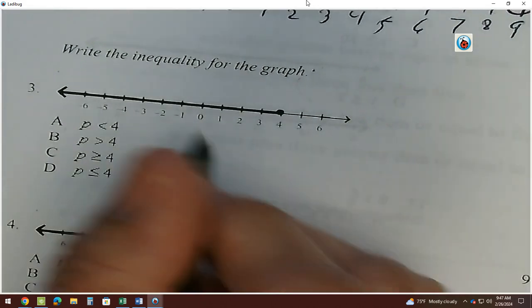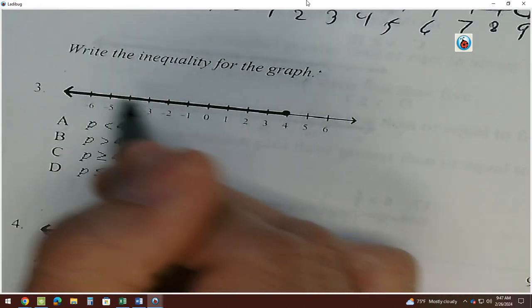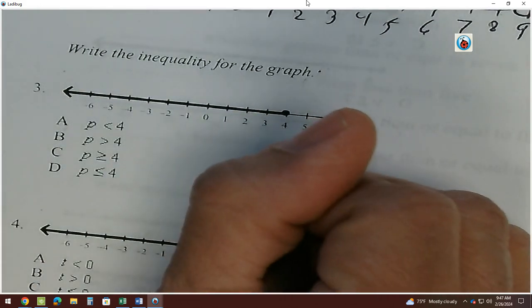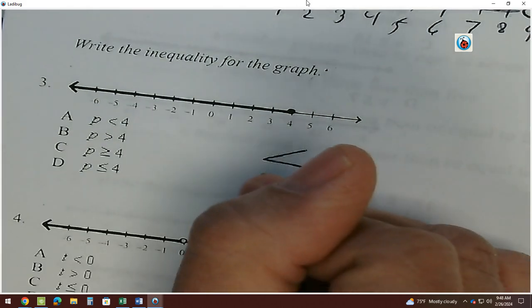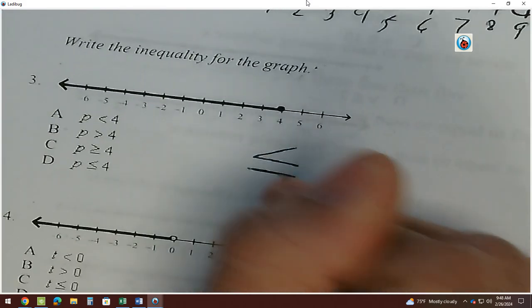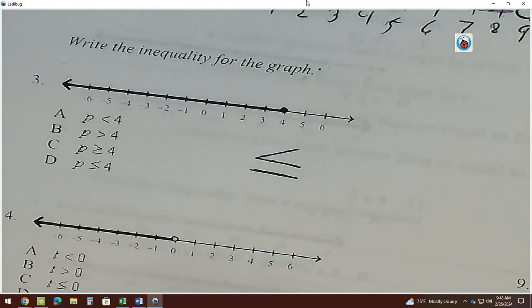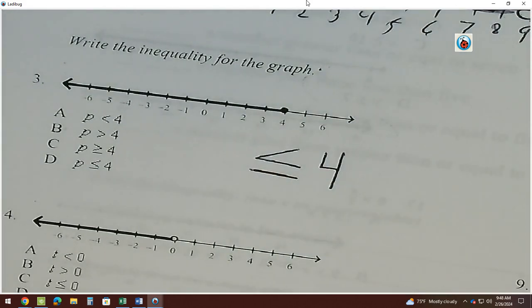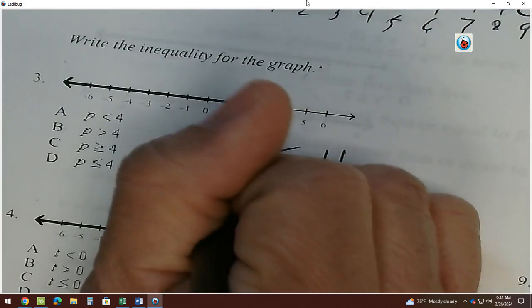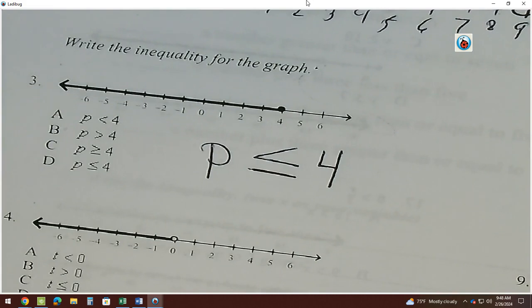So we have a 4, and we're shading to the what? To the left. So put the less than quickly, so we're shading to the left. Now is it open or closed? Closed. So should we put the equal or no? Yes. And what number are we working with? 4. Put the 4. And what letter do you want? P.